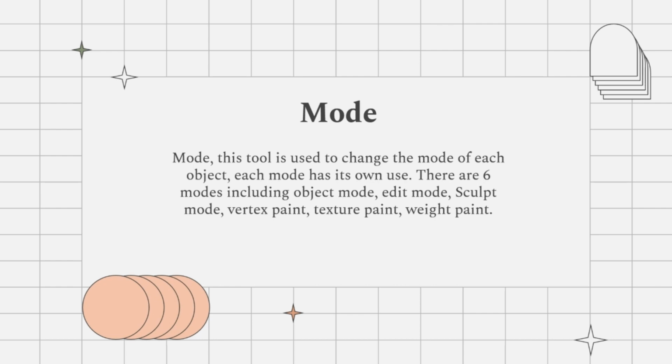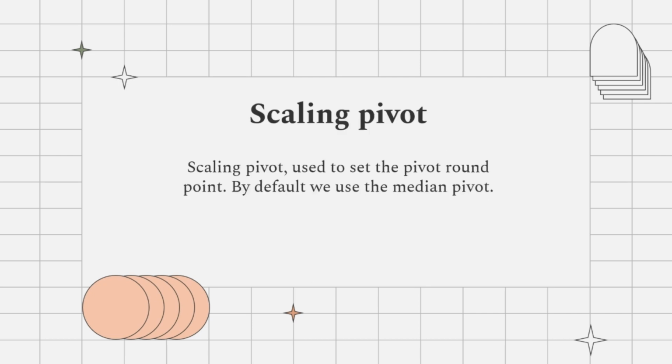Each mode has its own use. There are 6 modes including object mode, edit mode, sculpt mode, vertex paint, texture paint, and weight paint. Scaling pivot is used to set the pivot point. By default we use the median pivot. The following is an animation rendering that has been created and saved in MP4 format.